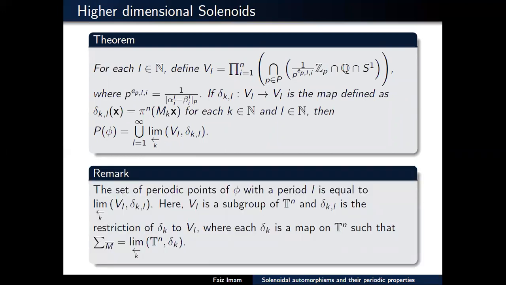Again, we have this restriction that V_L is a subgroup of T^n, and delta_KL is the restriction of delta_K to V_L, where each delta_K is a map on T^n such that Sigma_M bar is equal to the inverse limit of T^n, delta_K's.